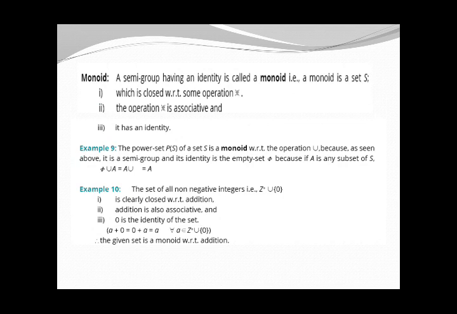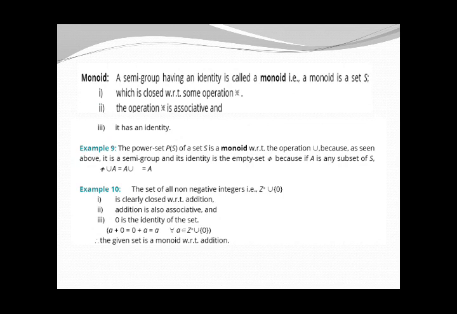Now again, the power set P(S) of a set S is a monoid because on the last page it is a semigroup, and if it contains an identity with respect to union, then it is called a monoid. Here is the example: in the power set we have the set phi, and phi union with any set of P(S) becomes the same, therefore phi is the identity and this set is a monoid.